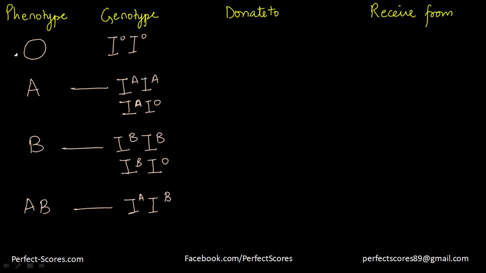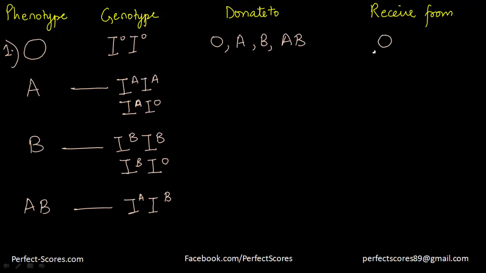Now let's take the example of blood group O, which is the first one. Now this one can donate blood to blood group O, obviously. Now these O do not have any problem. They do not create any problem for the other blood groups. So they do not interfere in the biological processes in any way. So that means O blood group can also donate to A, to B, and to AB. And it can receive blood only from A.